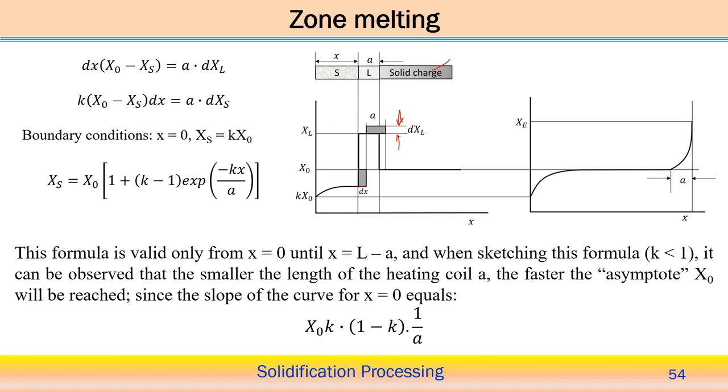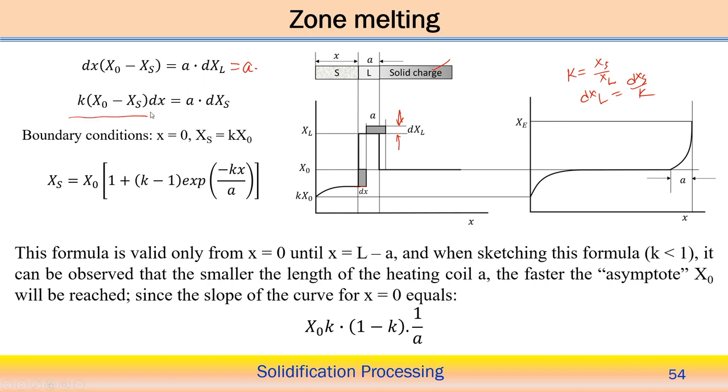So, A into dXL, and here you can see the bulk concentration equals X0, because in the solid phase we can go up to X0. That is why we have dx into (X0 minus XS) in this case. So you can see A into dXL. Now k equals XS by XL in this case, so we put dXL equal to dXS by k. So A into dXS by k on the other side.